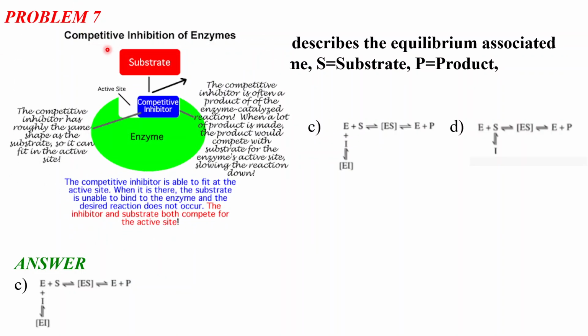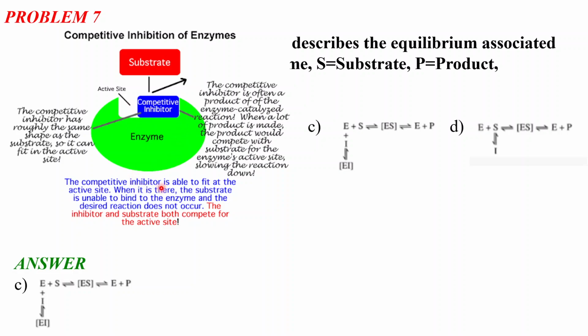So what is competitive inhibition? What is competitive inhibition of enzymes? The competitive inhibitor has roughly the same shape as the substrate, so it can fit in the active site of the enzyme. We all know the enzyme has an active site which has a particular size and shape, and the shape and size of this active site is such that only the substrate molecule can bind it. But a competitive inhibitor is an entity which has roughly the same shape and size as the substrate, and it can bind into the active site of the enzyme.